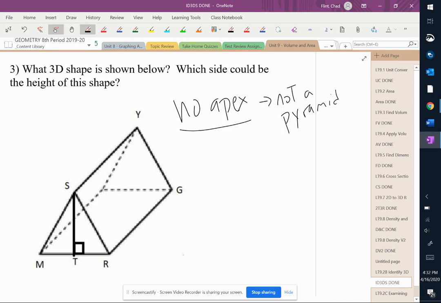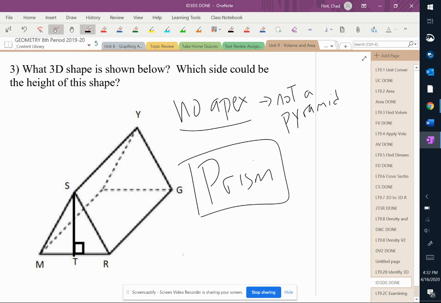It's not a sphere. It's not a hemisphere. So I went through all the things except prism. So this has to be a prism, and it is. It's a triangular prism. It doesn't ask us to be that specific, so it's a prism.